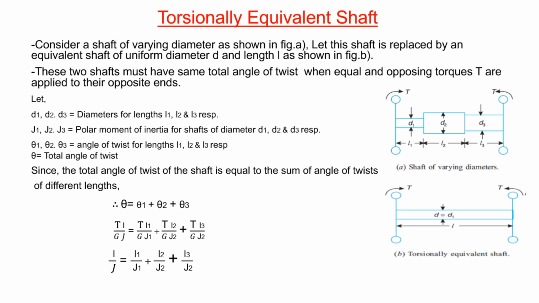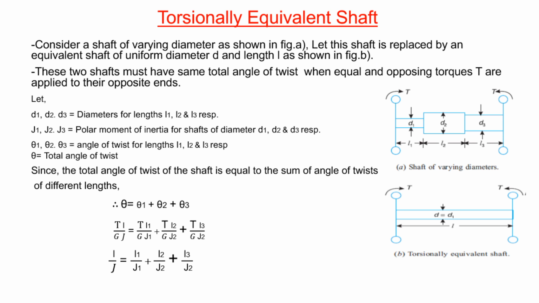Now this is for a two rotor system, but in actual practice the shaft does not have the same diameter throughout. In actual practice the shaft has different diameters for different lengths, just like in this diagram I have shown, a shaft of varying diameter. The first length L1 has diameter D1, the second length L2 has diameter D2, and the third length L3 has diameter D3. All these three diameters are different, and two rotors are connected at the two ends.